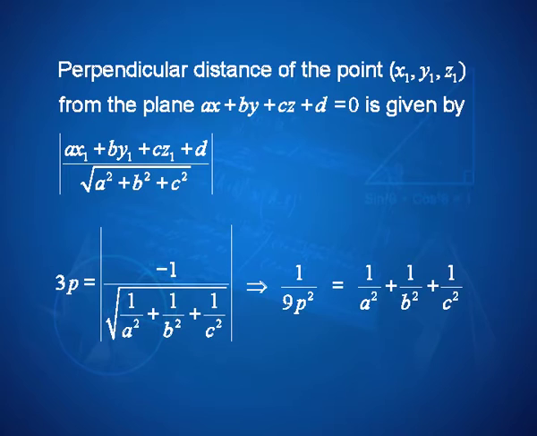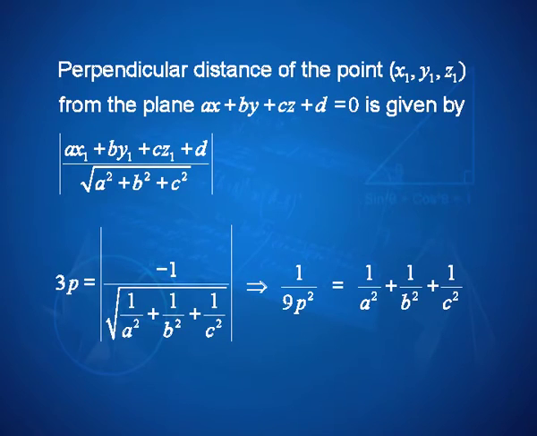Using this result and following the condition given that the origin is at a distance 3p, (0, 0, 0) is at a distance 3p from the plane x by a plus y by b plus z by c equal to 1, and therefore, 3p must be equal to the absolute value of minus 1 by under root of 1 by a squared plus 1 by b squared plus 1 by c squared. If you apply the formula to the plane x by a plus y by b plus z by c minus 1 equal to 0 and replace x1, y1, z1 with the origin (0, 0, 0), you get this result. From here, if I just square both the sides and take the reciprocal, I get 1 by 9p squared is equal to 1 by a squared plus 1 by b squared plus 1 by c squared.